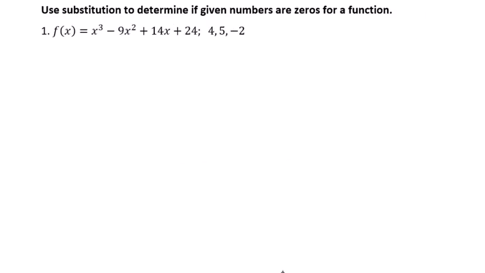Okay, so now we're going to help figure out how we can determine if something is a 0. One way to do that is to take values that are given to you, plug them in, and substitute them, and then just see if f of x equals 0. If f of x equals 0, then x is a 0 of the function.